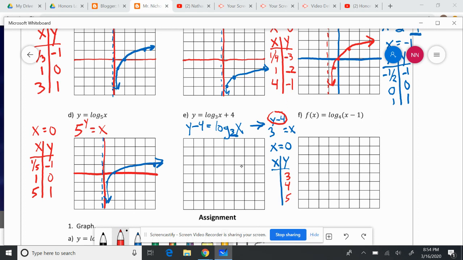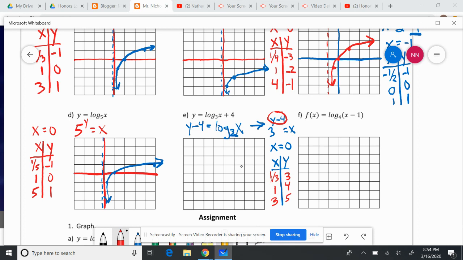When I plug in the 3, 3 minus 4 is -1, so it flips and it becomes 1/3. When I plug in a 4, 4 minus 4 is 0. Anything to the 0 is 1. When I plug in a 5, 5 minus 4 is 1, so it stays the same.